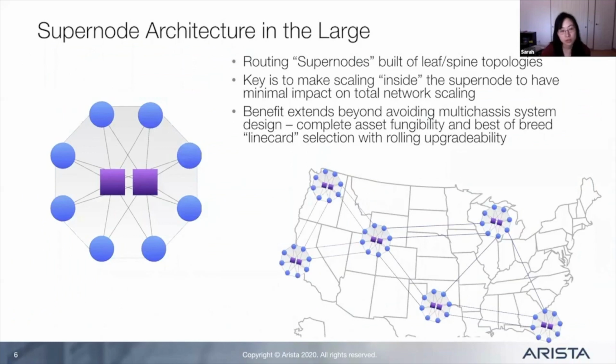So in the large, we can build the internet using the supernodes. On the right-hand side, the picture shows a 6-node internet. Every node is actually a supernode consisting of 2 spines and 8 leaves, so a total of 60 nodes. If we scale up to some production number, then the IGP scale may be a problem.